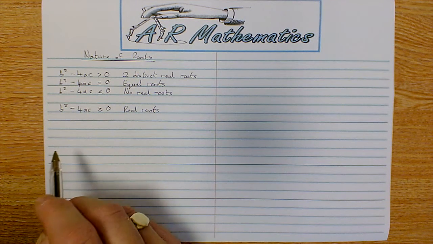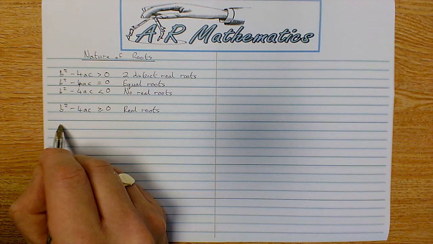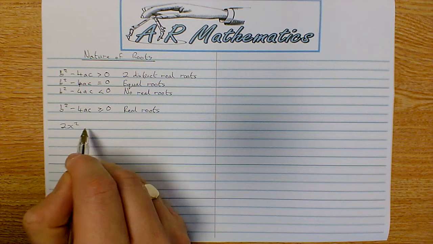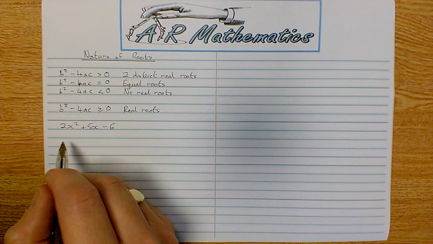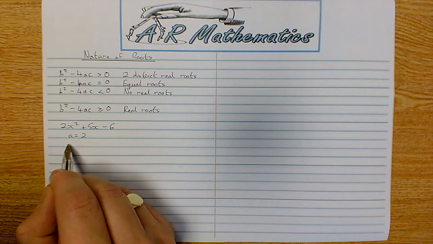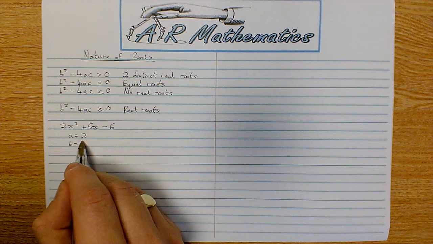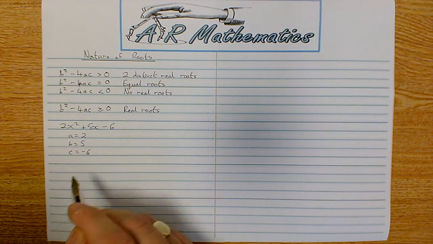So what I'm going to do is look at how we take a quadratic and determine the roots. If I took the quadratic expression 2x squared plus 5x minus 6, the value of a is the coefficient of x squared, so in this case is 2. The value of b is the coefficient of x, which is positive 5, and the value of c is the constant at the end, which is minus 6.